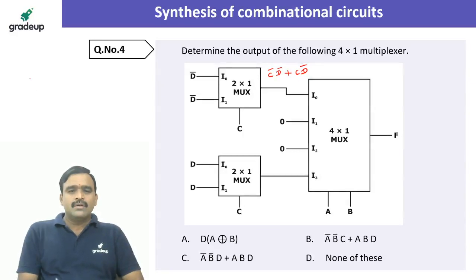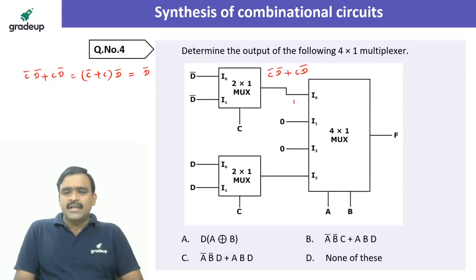So C bar D bar plus C D bar, we can take D bar as common. C bar plus C, times D bar. So finally we will get D bar. So what input am I getting as I naught? D bar, just by simplification. You can get the D bar.